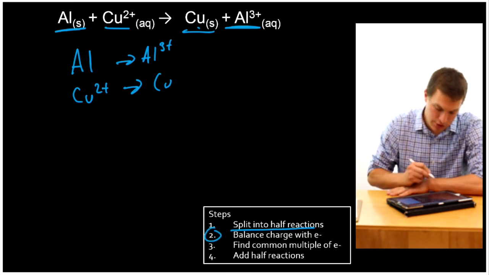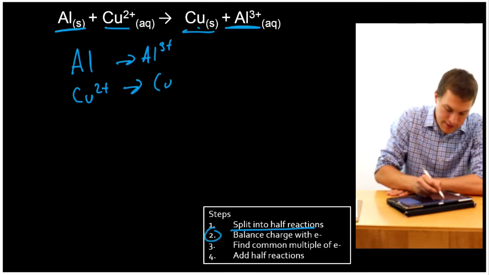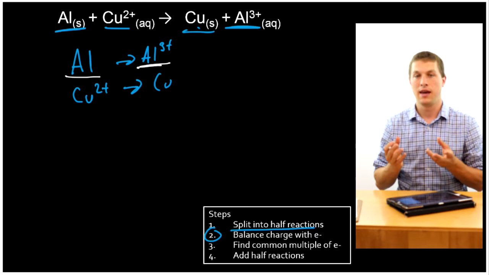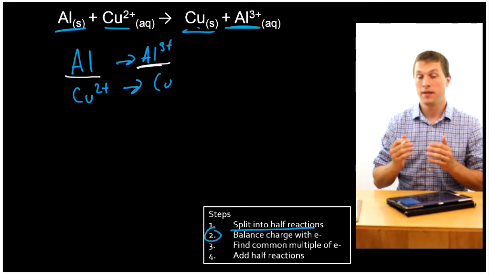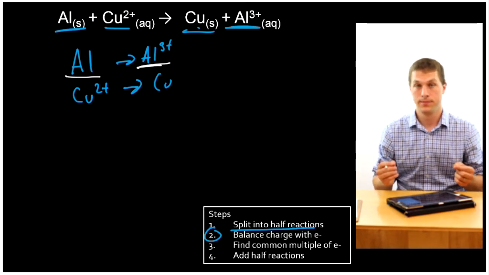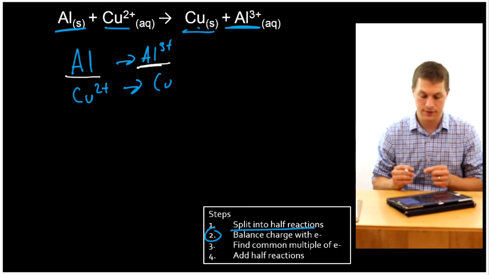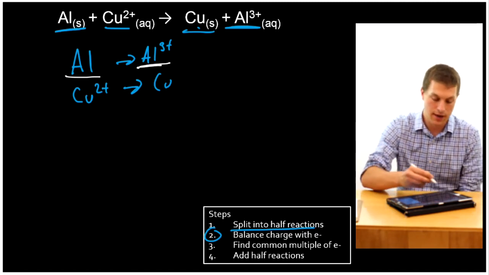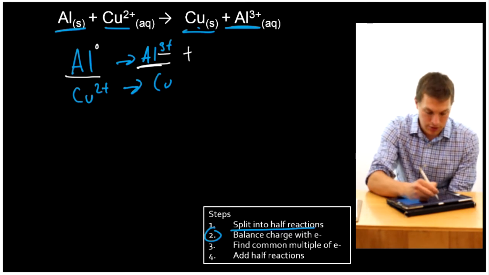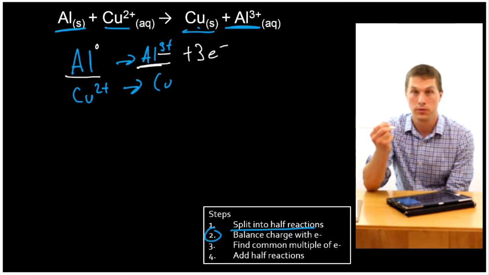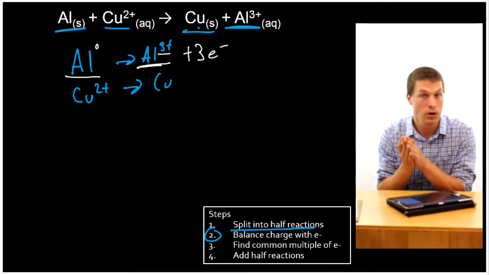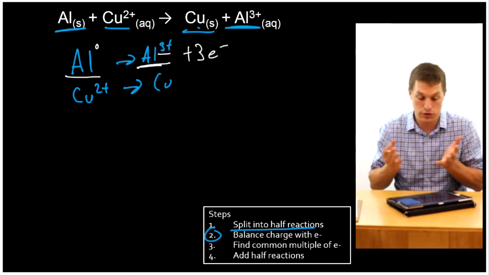Second part, balance the charge with electrons. Notice, on this side I have plus 3, and on this side I have neutral. So how can I make those the same? Well, when I add electrons, I'm going to make that side more negative. So what you're always going to do is figure out the charge on both sides, and you're going to add electrons to the more positive side. Add electrons to the more positive side. So here I have plus 3, and here I have 0. So I need to add 3 electrons on the side with aluminum 3 plus. Now that makes my right side, my products, 3 plus and 3 minus. That gives me 0. And my aluminum on the left is already 0, so now they're balanced.